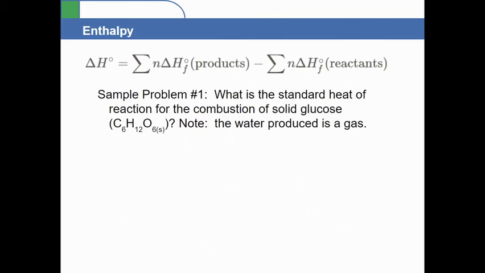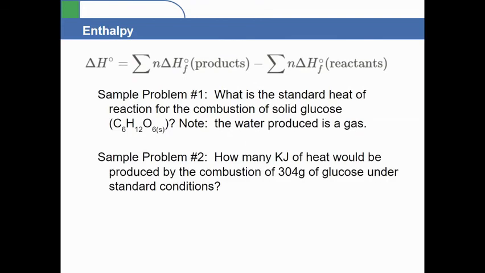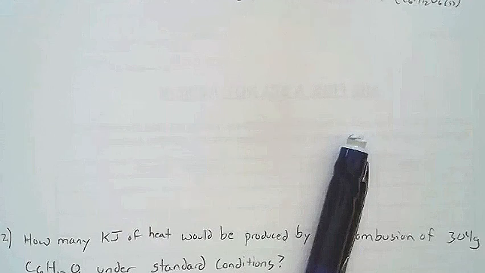So I have a couple of sample problems here that we are going to look at. Question number one: what is the standard heat of reaction for the combustion of solid glucose? Please note water is produced as a gas. And the second question is how many kilojoules of heat would be produced if you combusted 304 grams of glucose under standard conditions. So that's what I'm going to be showing you.